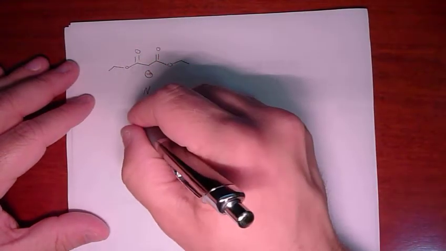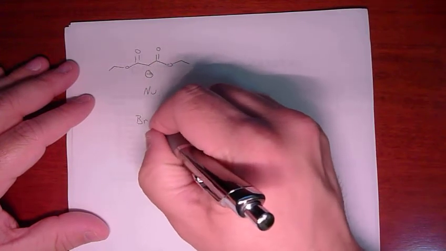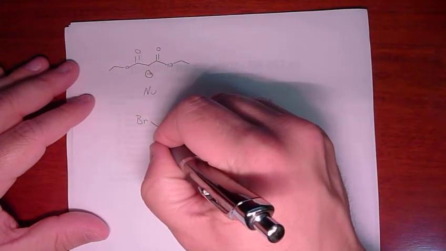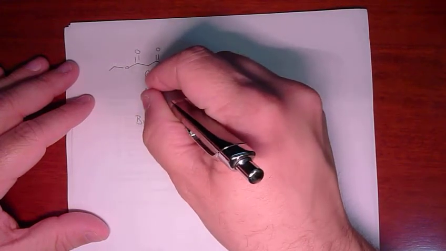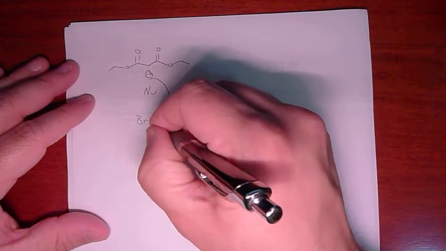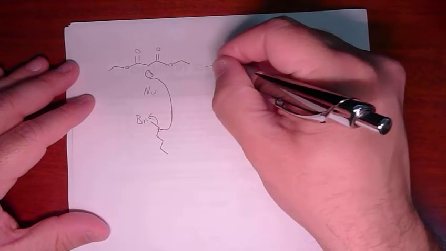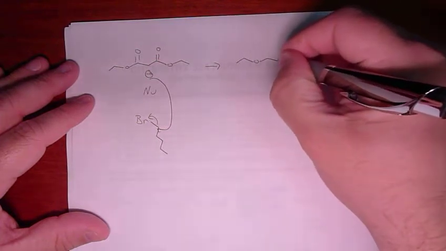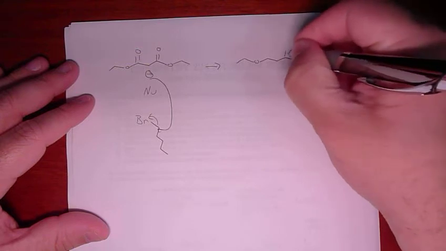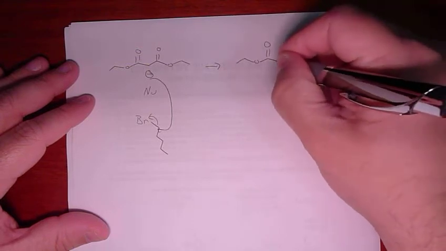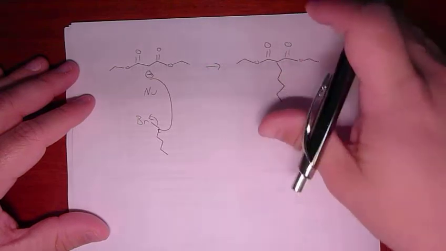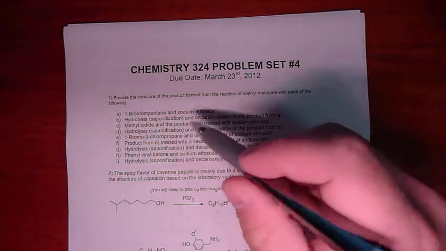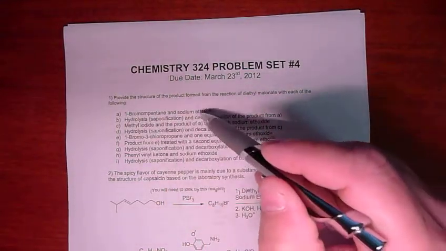So we're going to react it with 1-bromopentane. 2, 3, 4, 5 carbons. Very simple SN2 type reaction. One, 2, 3, 4, 5. Okay. Part B, hydrolysis, removing the ester groups and decarboxylation of the product from A.